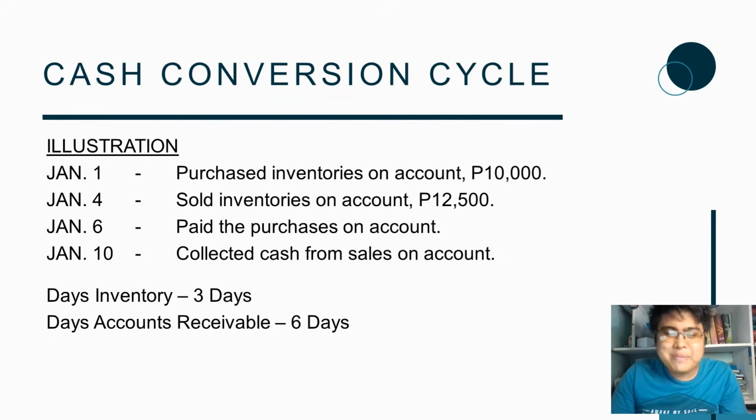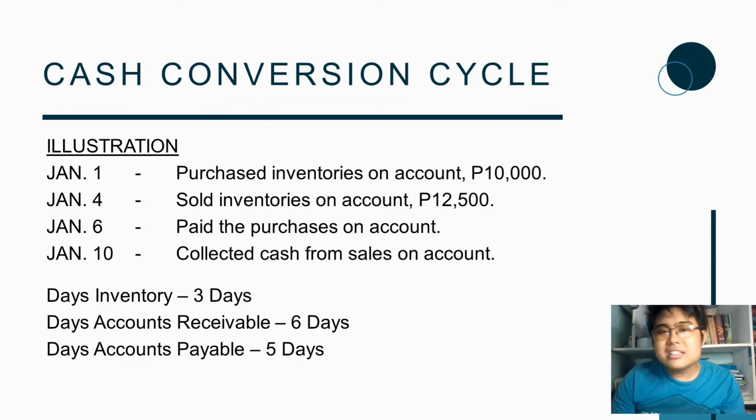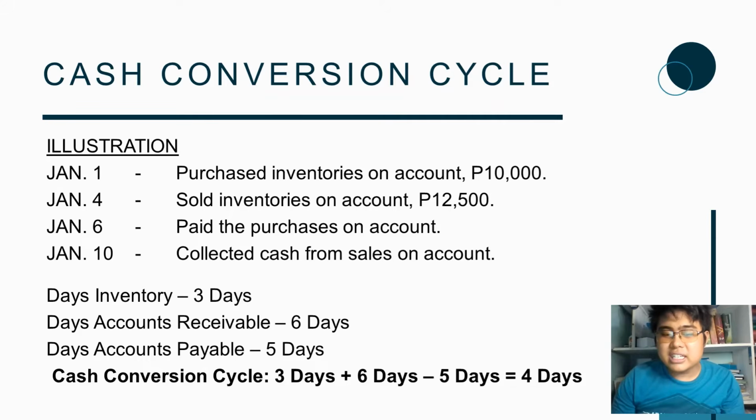Okay, next, days AP. Days AP is average payment period, the length of time between purchasing an inventory and paying for those purchases. Kailan ka bumili? January 1. Kailan ka nagbayad? January 6. So, ilang araw yon? Ang days AP mo ay 5 days. So, pag nilatag natin sa formula yan, cash conversion cycle is 3 days plus 6 days minus 5 days, that is 4 days. Wow!